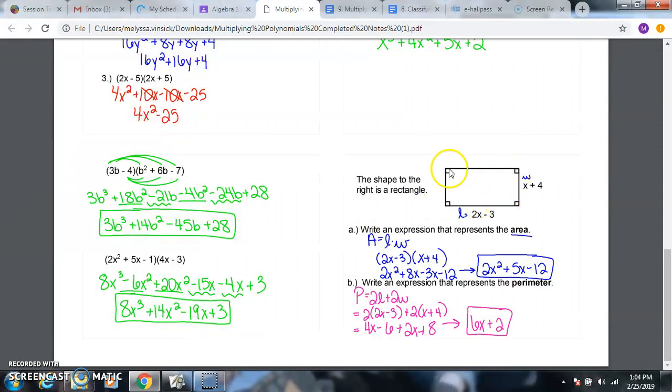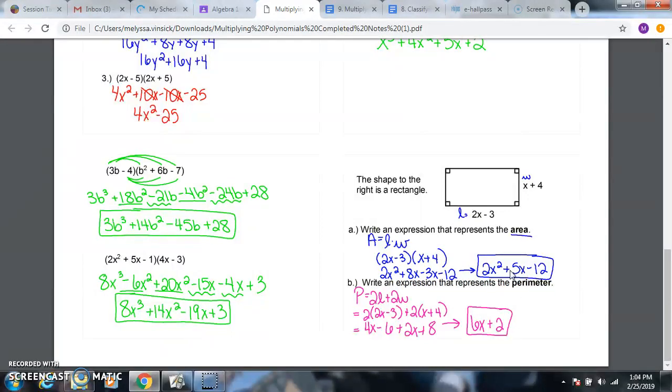So with this shape, we know that it's a rectangle. Okay? They tell you the length is 2x minus 3. They tell you the width is x plus 4. Okay? We have two pieces. We first want to write an expression that represents the area of it. Okay? The formula for area is length times the width. So I'm taking this length times the width: 2x minus 3 times x plus 4. All it is, is a binomial times a binomial. Take this 2x, distribute it to the x and the 4. Take this negative 3, distribute it to the x and the 4. And then combine like terms.